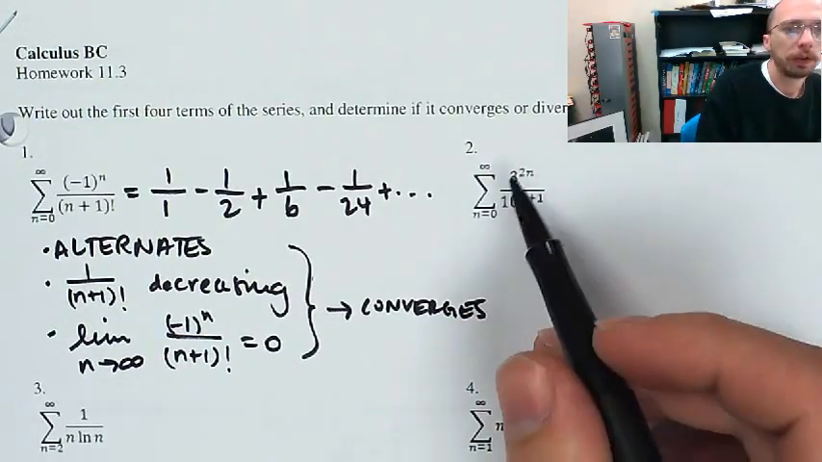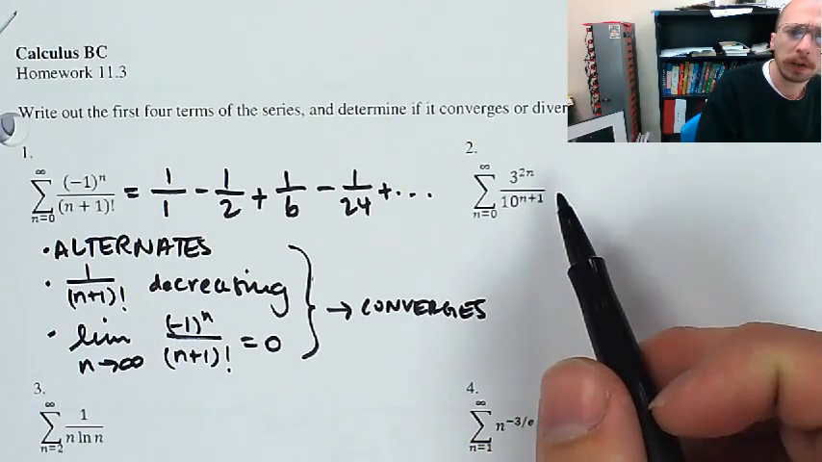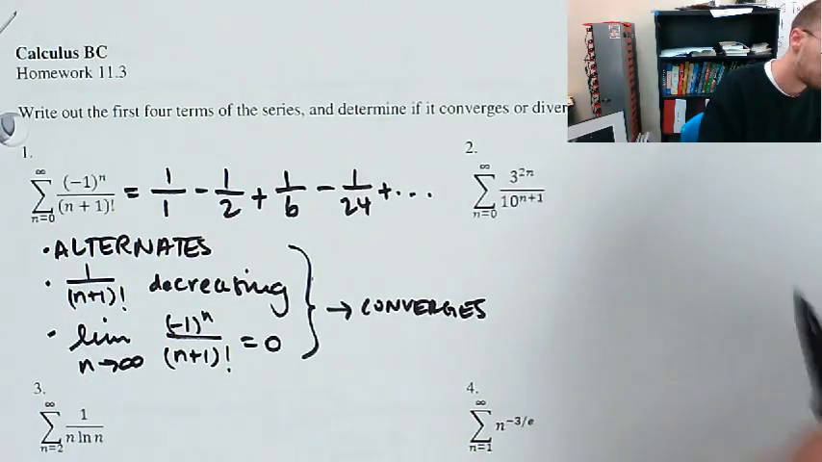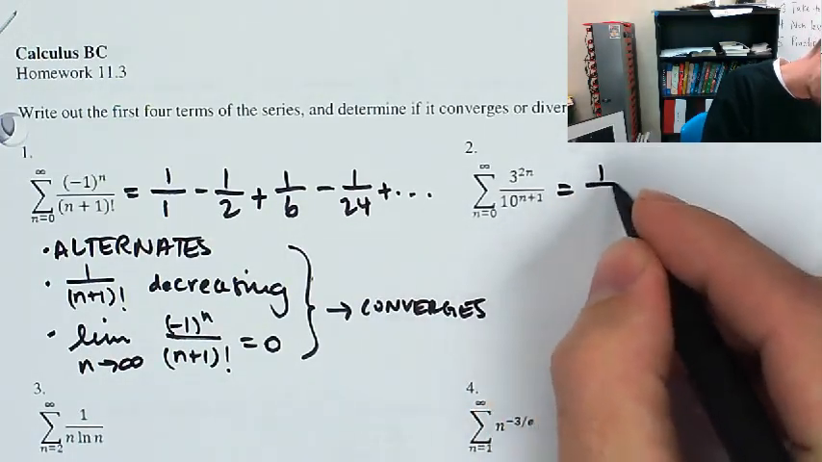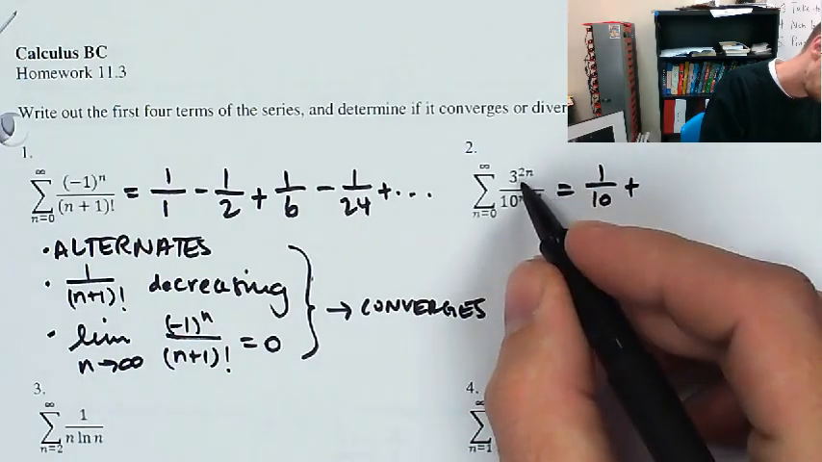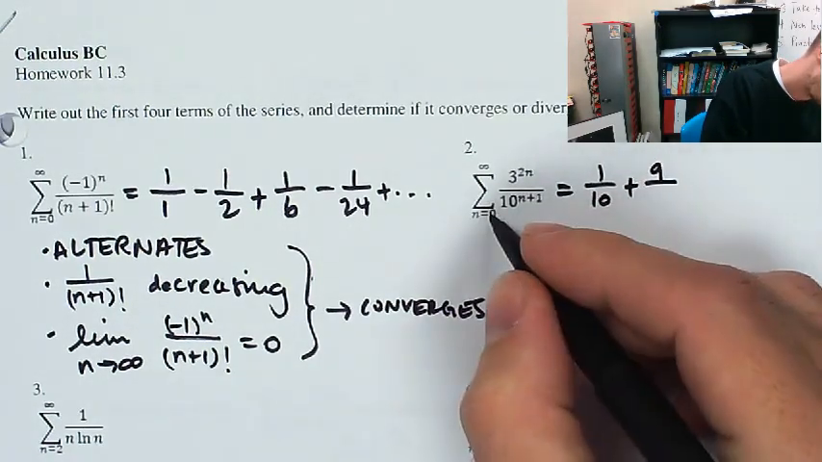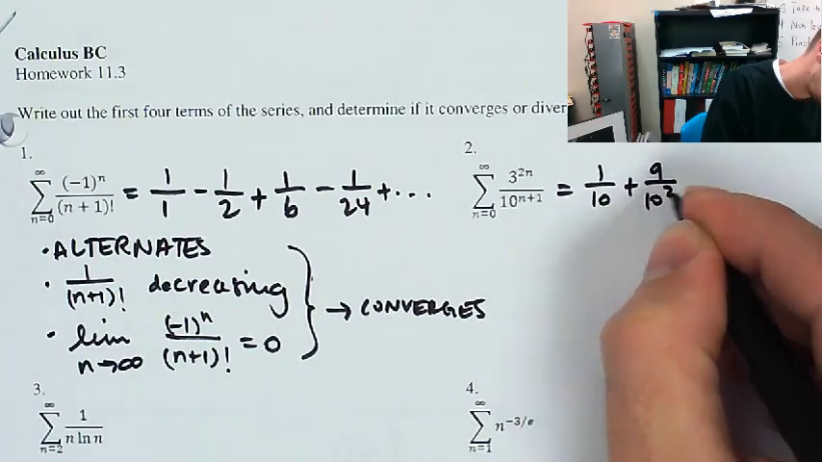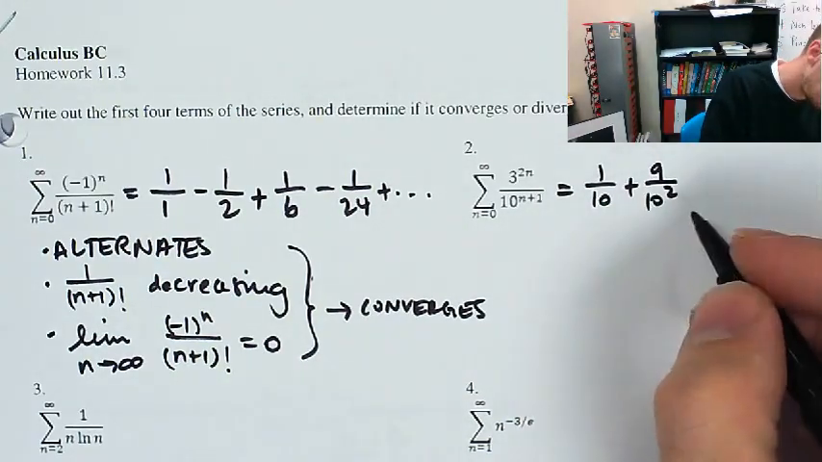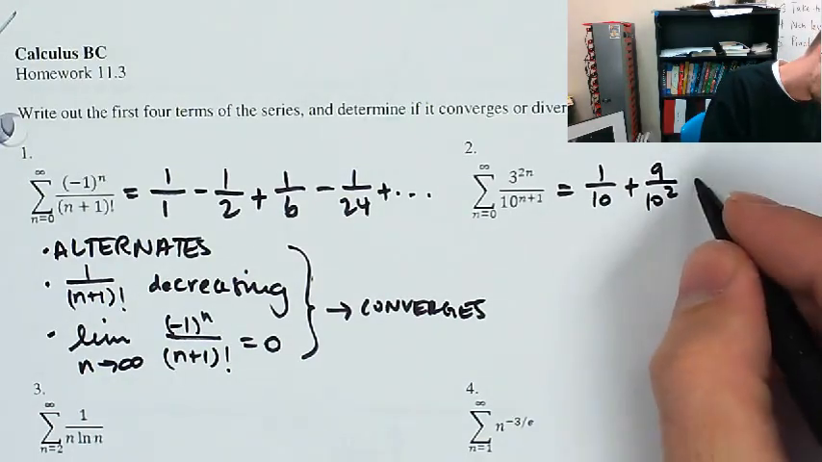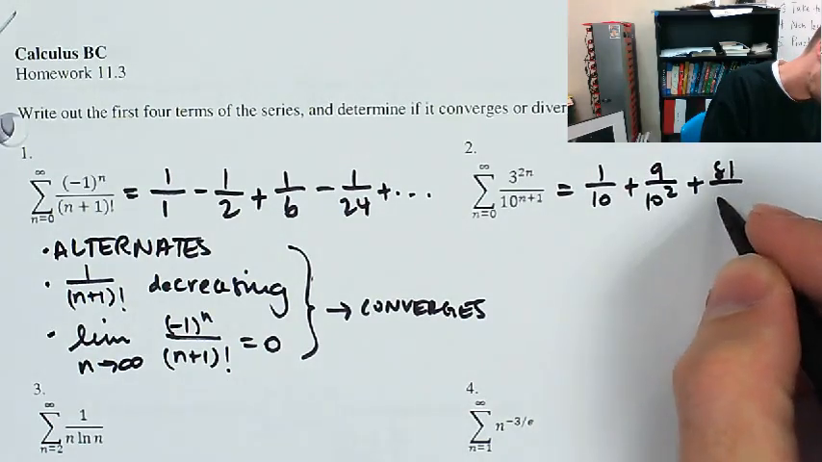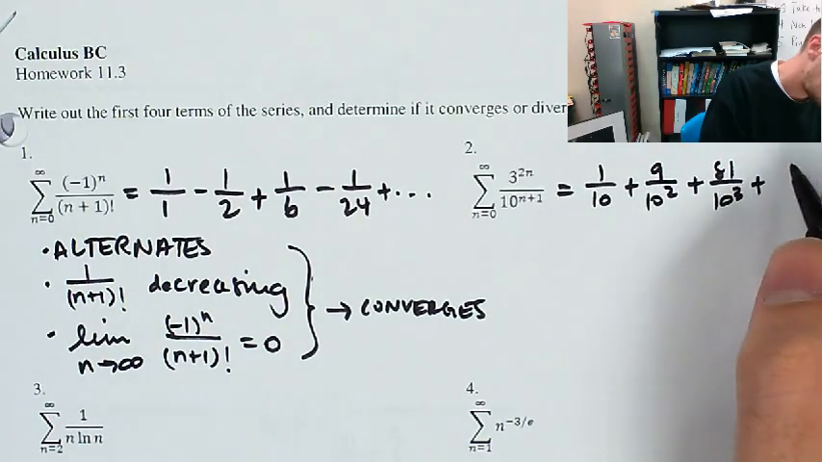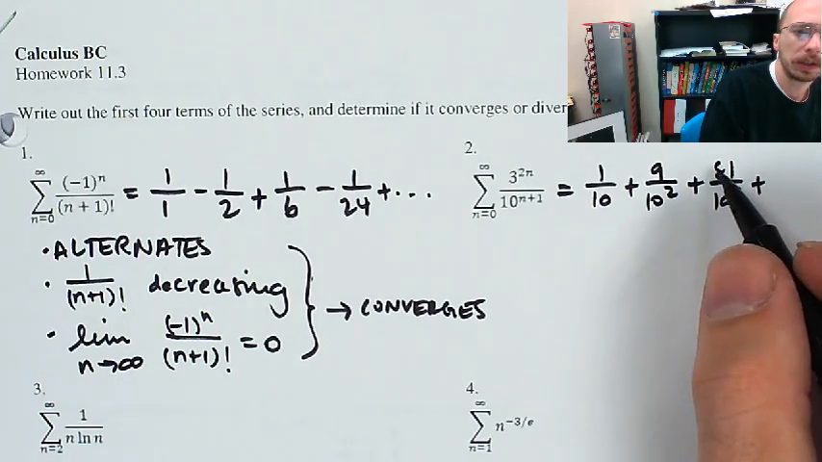All right. 3 to the 2n over 10 to the n plus 1, this is not an alternating series. Well, we'll just write out some terms, see what happens. 3 to the 0 over 10 to the first. Plus, when n is 1, that's 3 to the 2 over 10 to the 2. So it'll just be a lot to write out by the time I get to 4. When n equals 2, I've got 3 to the 4, which is 81, over 10 to the 3. And the fourth one would be 3 to the 6.